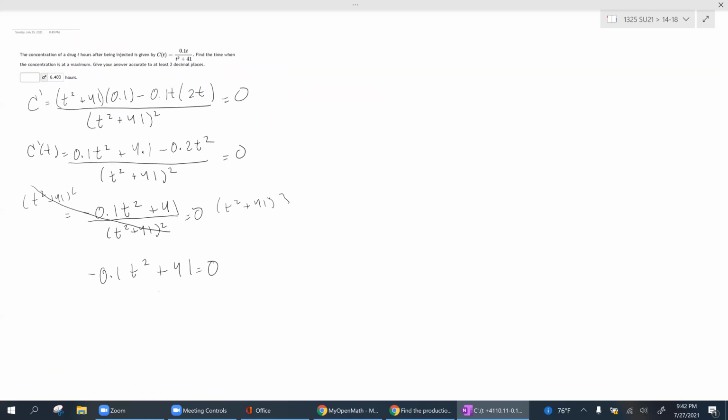I'm going to subtract 41 from both sides. I'm going to divide by negative 0.1. And that gives me what? 41 divided by 0.1, 410. Give me 1 second. Oh, 4.1, I'm sorry. This should be 4.1. 4.1 divided by 0.1.